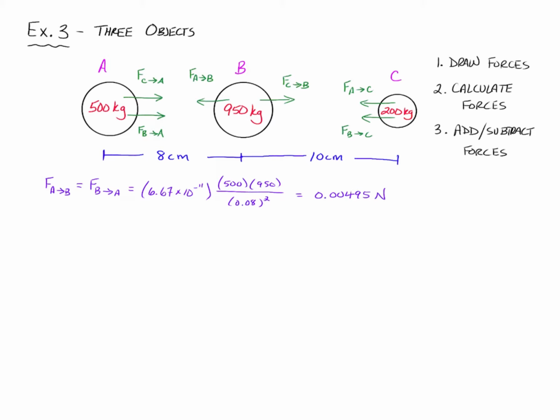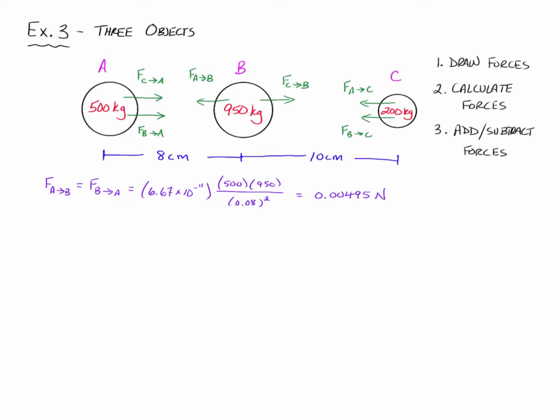The only difference will be their direction. So if I set those equal to one another, I calculate them by using the gravitational constant times the mass of A times the mass of B, and I'm going to divide that by 0.08 squared because that's in centimeters, and 8 centimeters is 0.08 meters. So I solve that out and I get 0.00495 newtons, or maybe 4.95 times 10 to the negative third newtons, depending if your calculator's in scientific notation or not. But I now know the force between A and B.